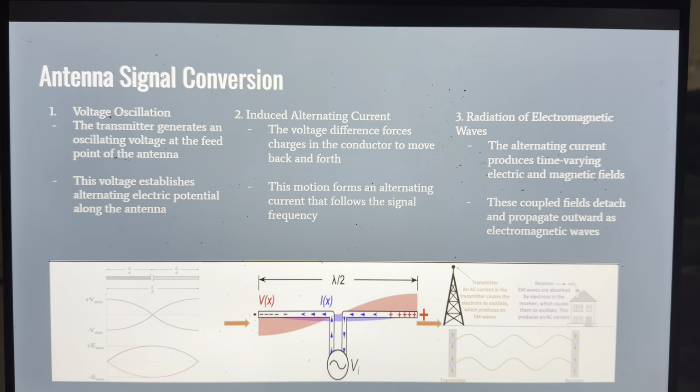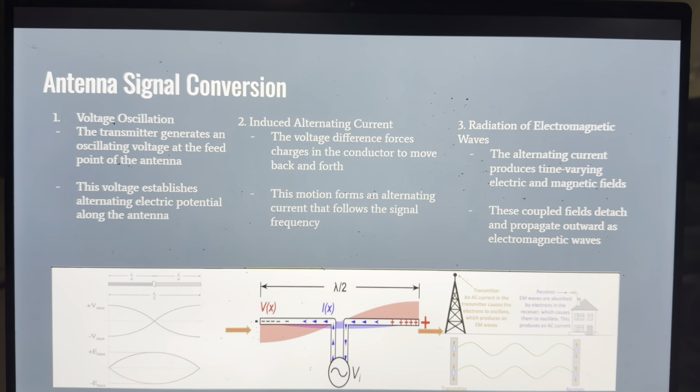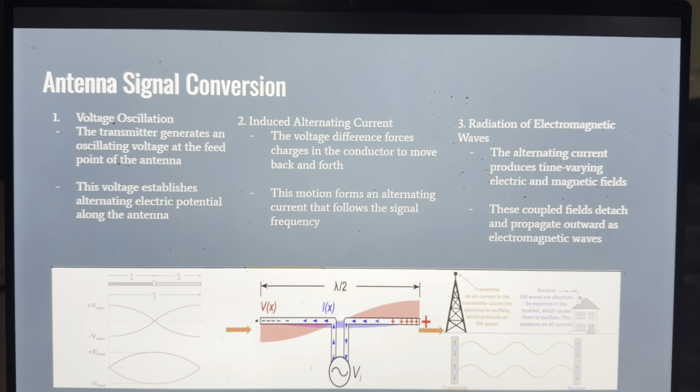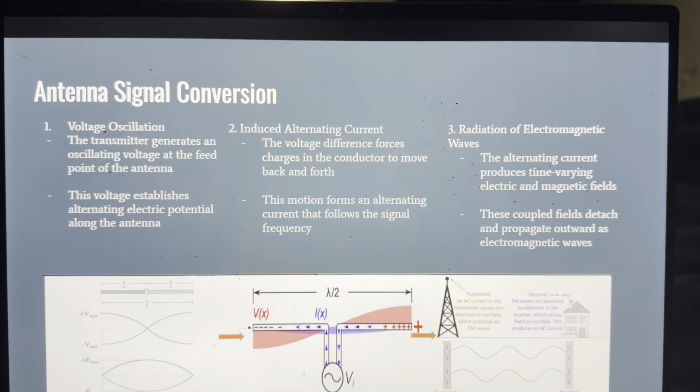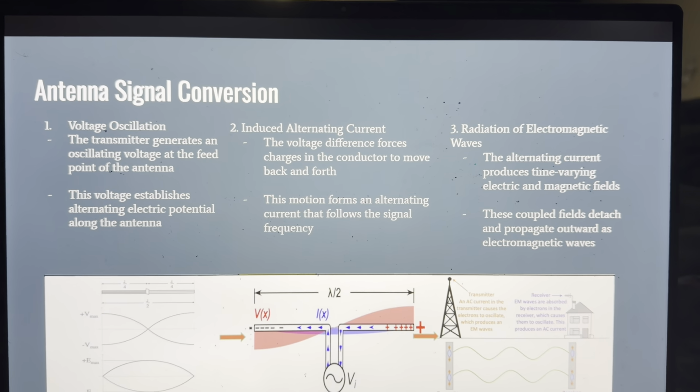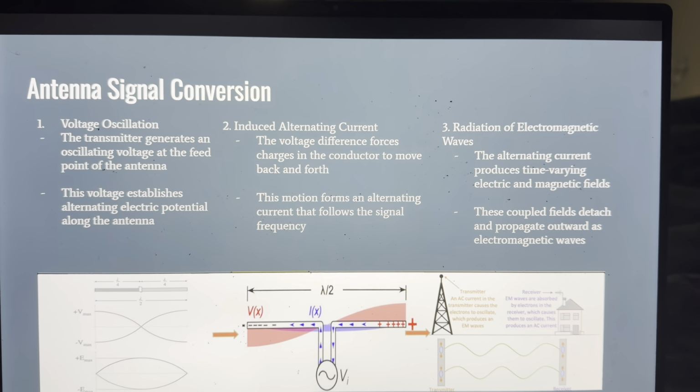So kind of the steps here for signal conversion. The first one being voltage oscillation. The transmitter generates an oscillating voltage at the feed point of the antenna, and then this voltage establishes alternating electric potential on the antenna. Second step being induced alternating current.